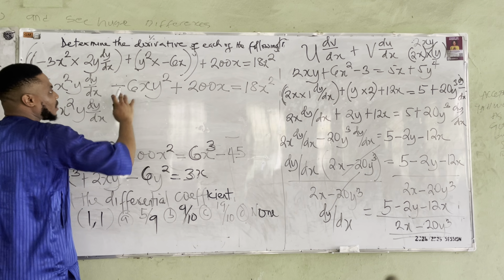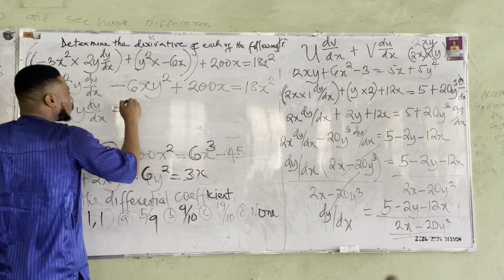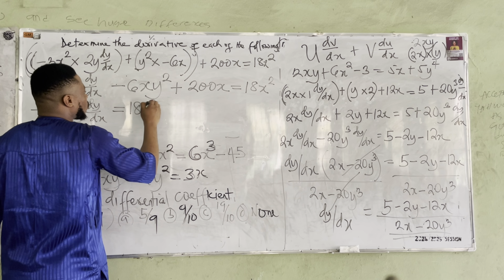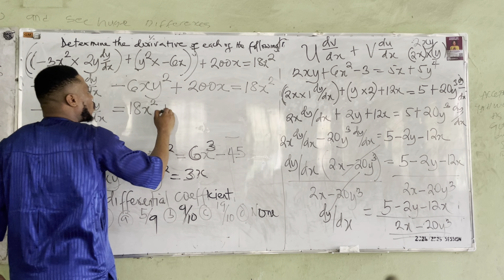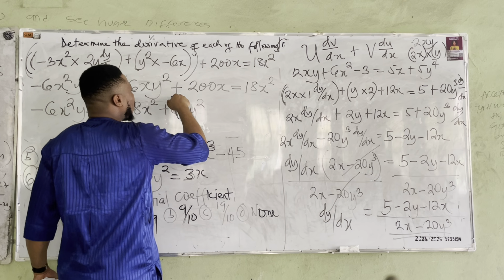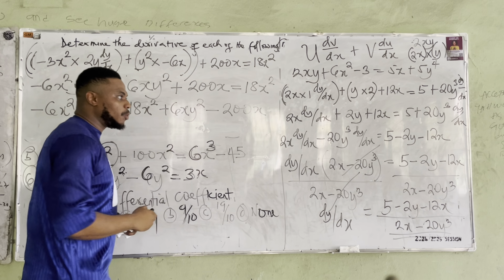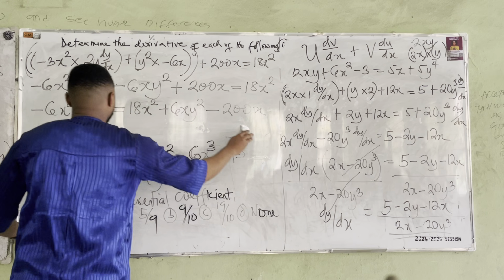Now rather we'll move everything that does not have dy over dx over there. So this will be equal to 18x squared minus 6y squared, which will turn to what? Plus 6xy squared. Plus will turn to what? Minus 200x. Are we together? Alright, thank you.